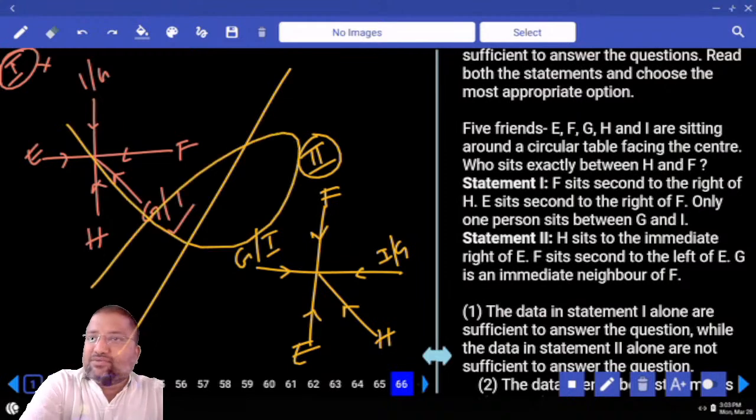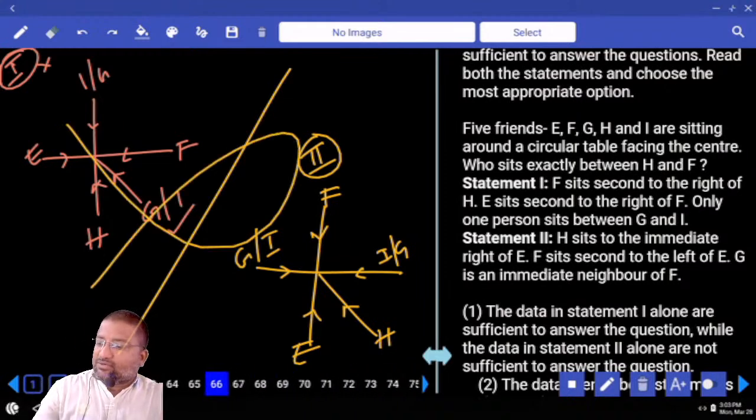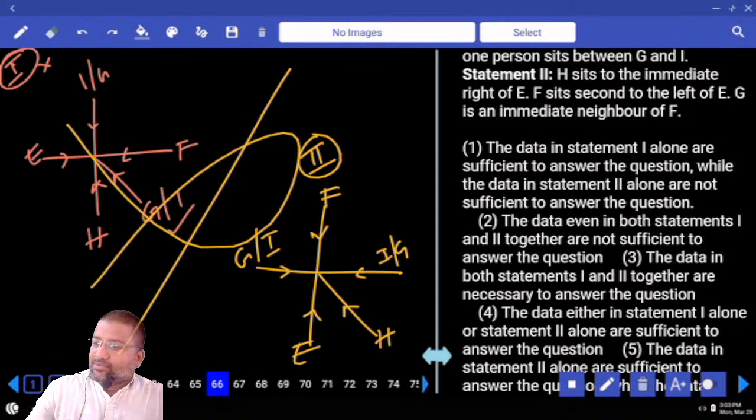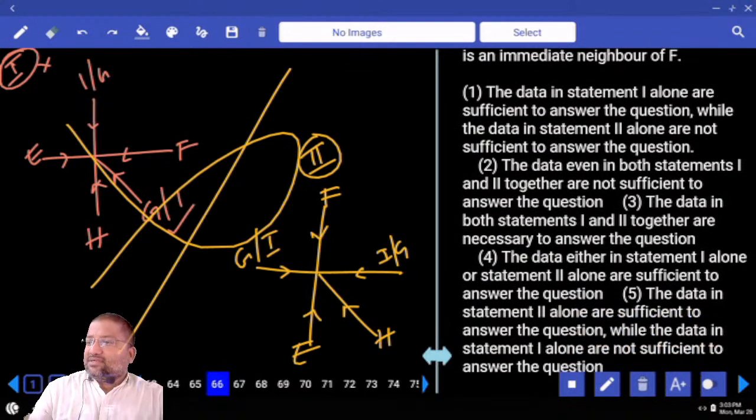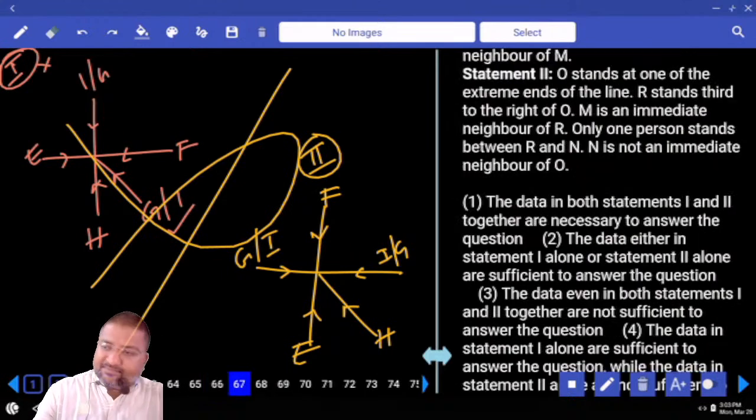Is this my answer? No. So I won't get it from 1 and 2. Even after combining both the statements, we don't get the answer. Second option: the data even in both the statements 1 and 2 together is not sufficient to answer the question.